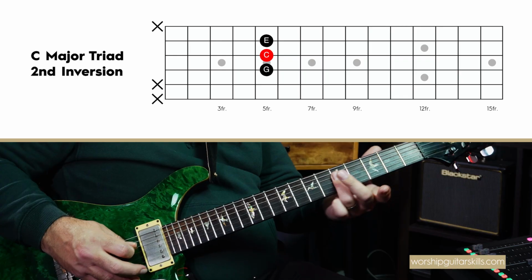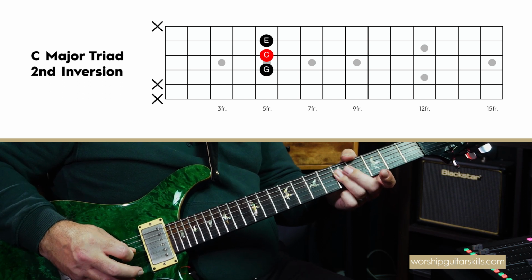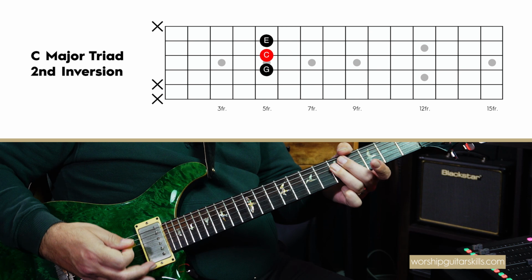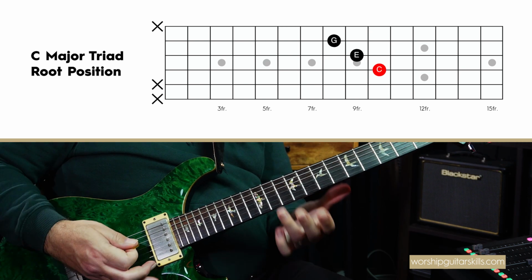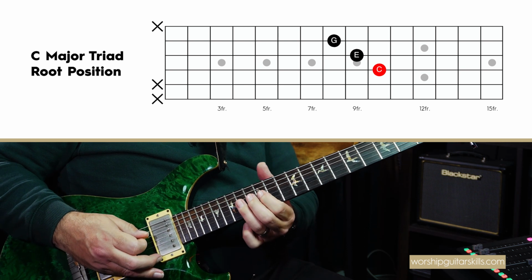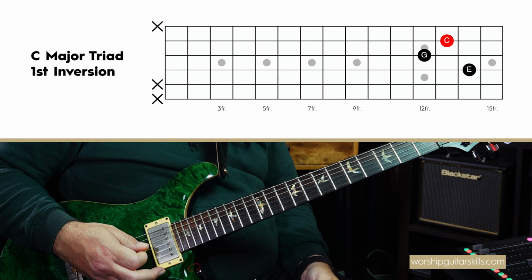Alright, so those are known as open triads. An open triad is simply when you spread the notes of a triad over a distance greater than an octave. A closed position C triad will sound like this. The G, the C, and the E are all within the same octave. Or C, E, G, all within the same octave, or E, G, C, all within the same octave.